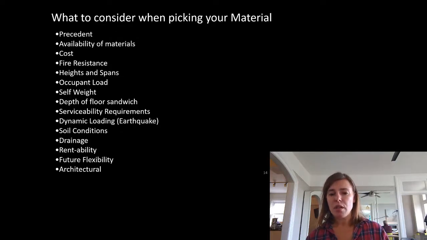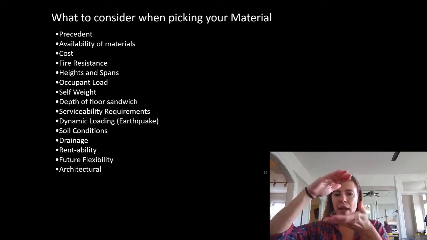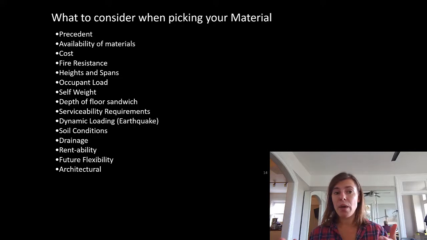Soil conditions. If we have really crappy soil, that might change the way you build your building. What are our drainage requirements? And like I said, rentability. If you have a big concrete column and floor space is at a premium, you might want to go with a steel one. And if that meant your floor-to-floor height, your floor sandwich, increased, so you could go to steel, that might be okay.